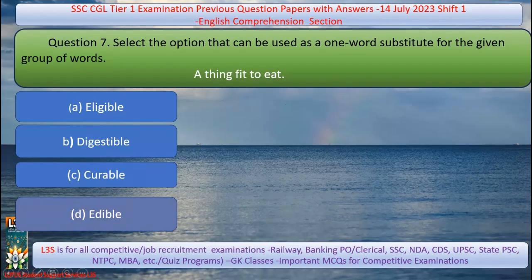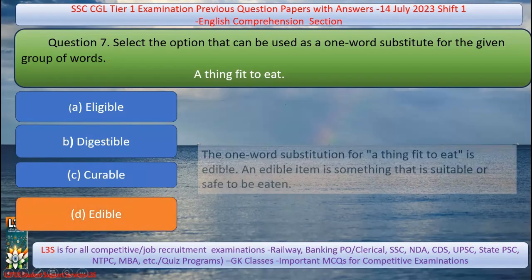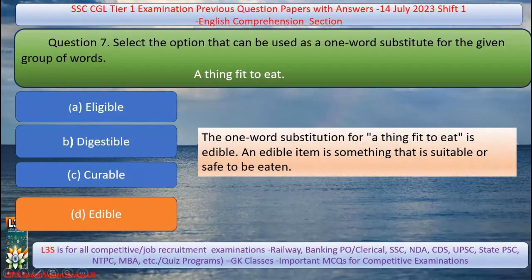And the right option here is edible. A thing fit to eat means edible. An edible item is something that is suitable for and safe to be eaten. Eligible means something qualified to do something. Digestible means which can be digested. It does not necessarily mean eatable. And curable is something which can be cured. So option D, edible, is the right option here.